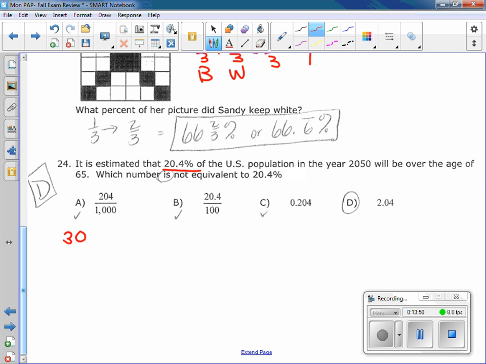30 over 100, which is where we reduce or simplify and get our 3/10 from. So if we have 30 over 100, it's the same thing with that. If you put it over 100, that's a fraction. Is that its simplest form?